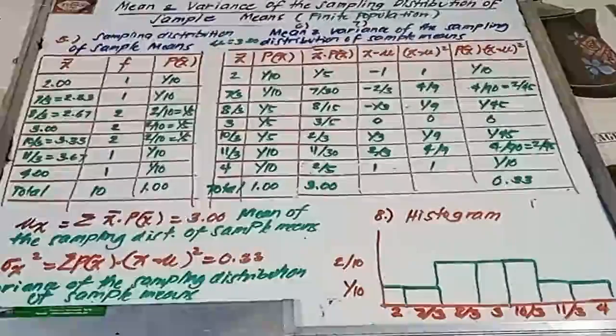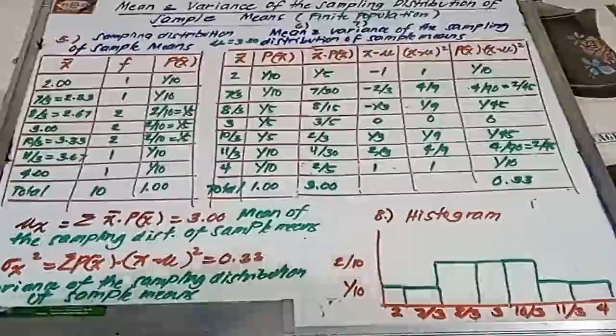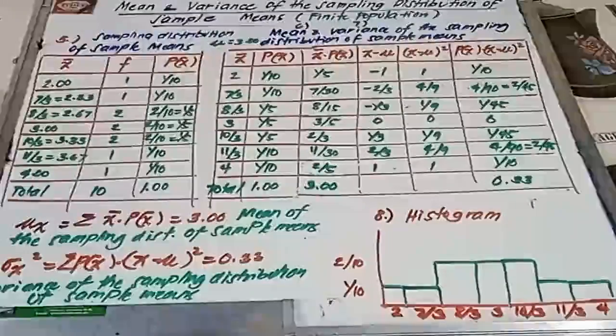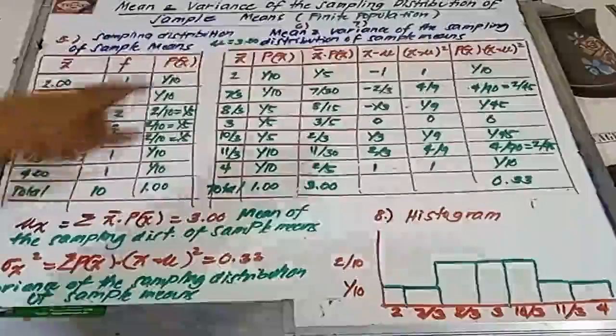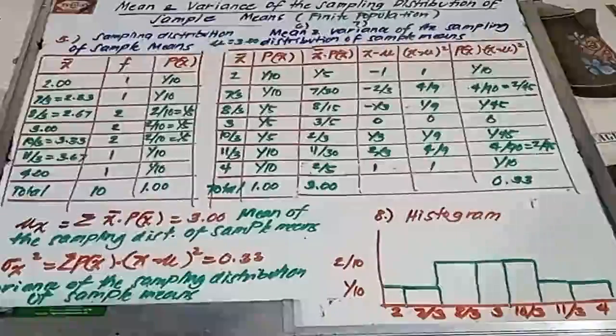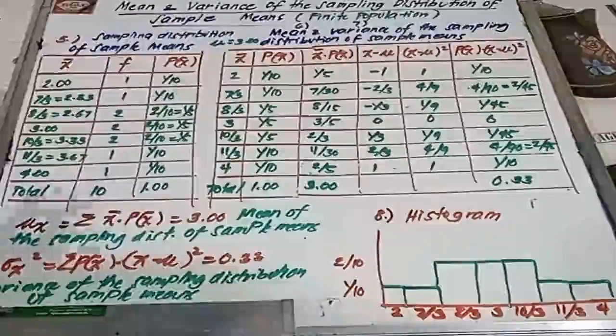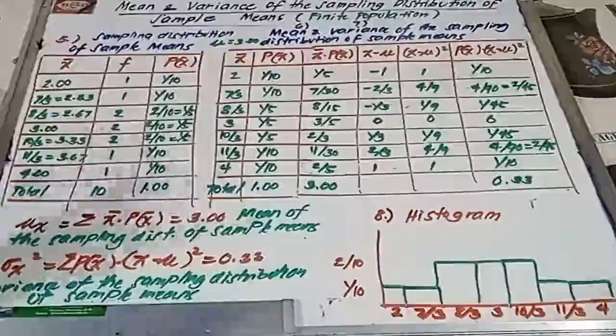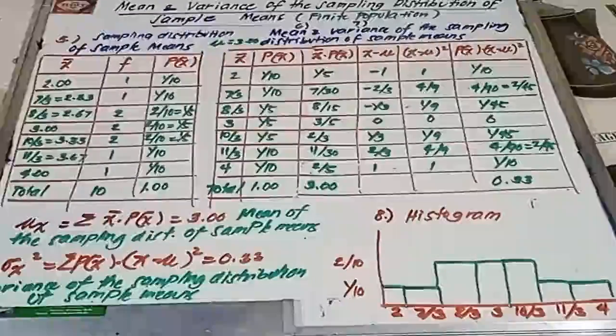So, that is how to compute or to determine the mean and variance of the sampling distribution of sample means for finite populations. So, I'm going to give you 2 more examples para naman sa infinite population using the formulas sa properties of the sampling distribution of sample means.